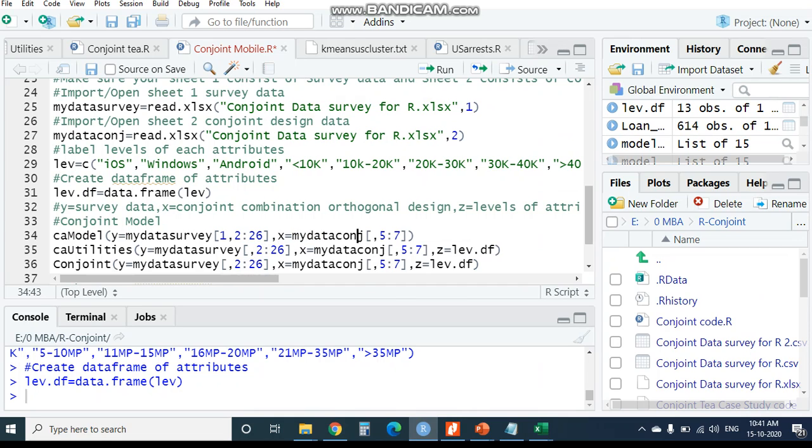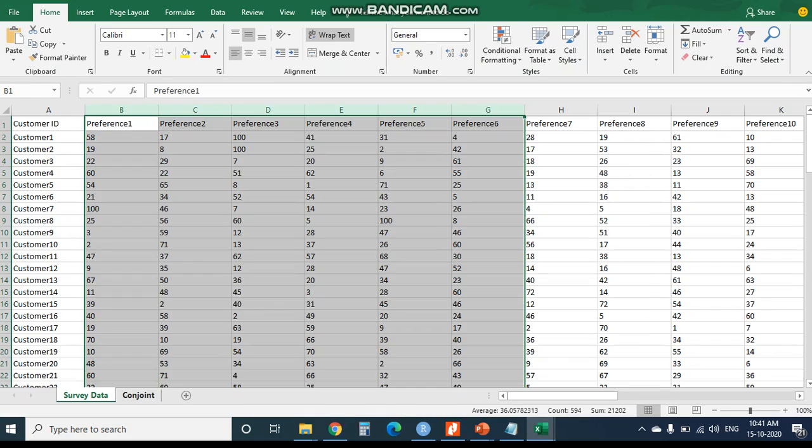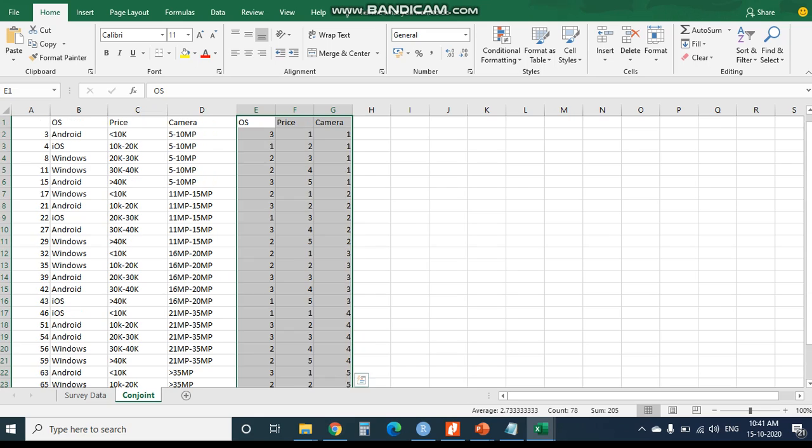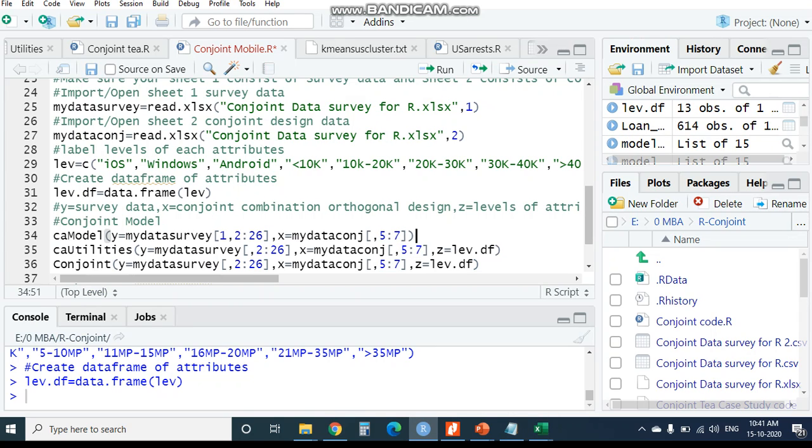X is equal to my data conjoint, where you have saved your second sheet, that is the different combinations of conjoint. I have given that name, my data conjoint, square bracket, no rows, comma, 5 to 7, fifth column to seventh column. Why fifth column to seventh column? In the second sheet, only the fifth to seventh columns are the coded ones. So that is what I have imported.